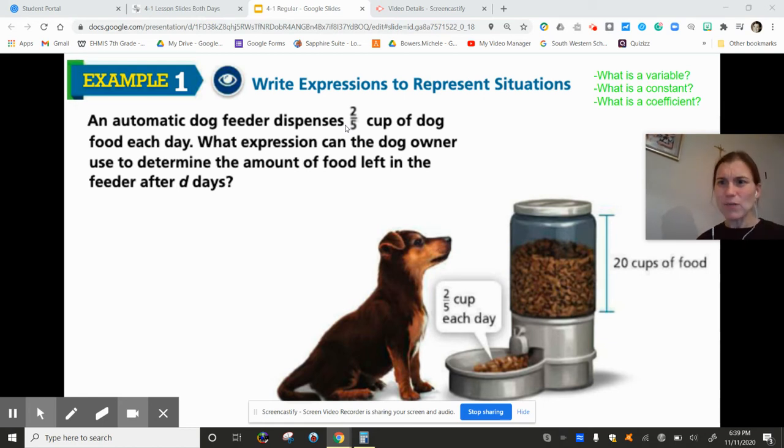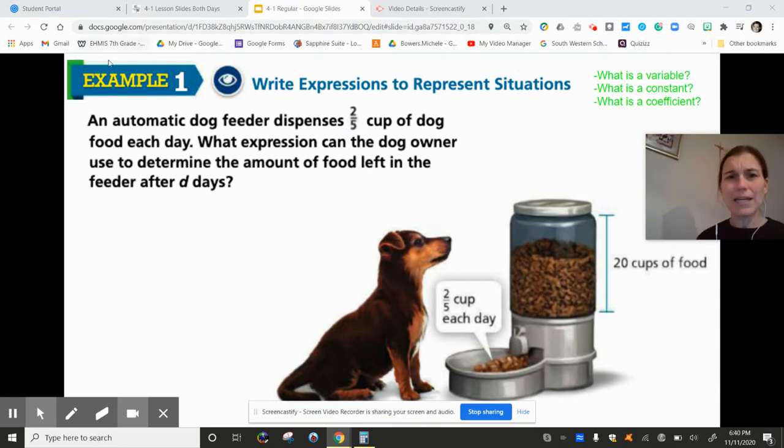Because it'd be losing 2 cups each day. But it doesn't give that much food to this dog. The dog doesn't get 2 cups of food a day. It's a little dog. It's only getting 2/5 of a cup each day. So if at first it has 20 cups, the next day it's going to have 2/5 less than that. So the food is coming out, so that's subtraction.